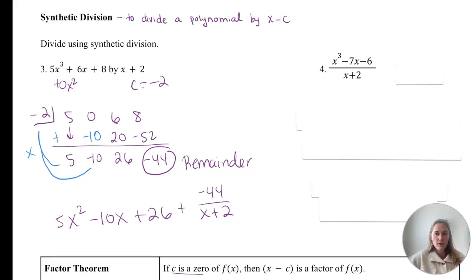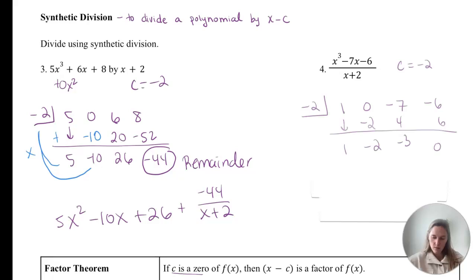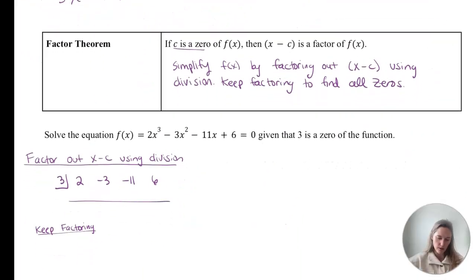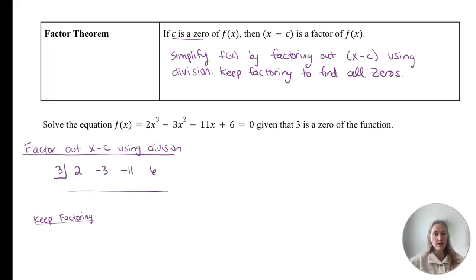Okay, I want you to try this next problem on your own. Pause it and try the next one on your own. Okay, so hopefully you have an answer. Hopefully you recognize that in this case we were dividing by x plus 2 again, so our c was negative 2, and when you do that synthetic division out, there was no remainder, and our answer was x squared minus 2x minus 3.